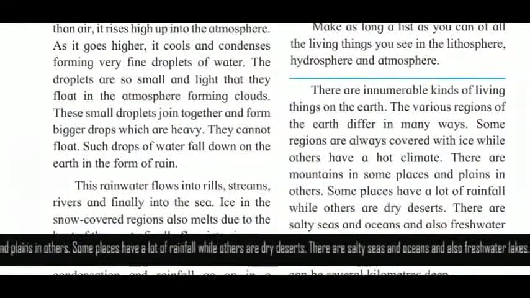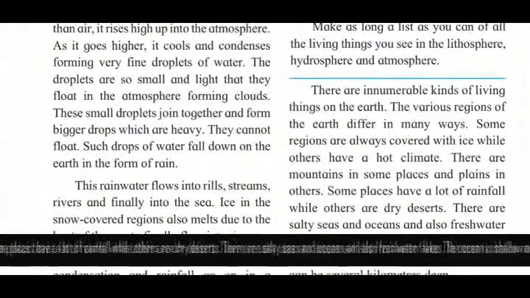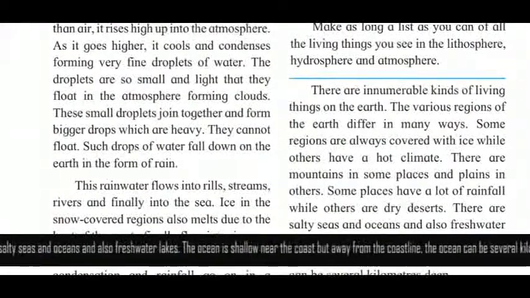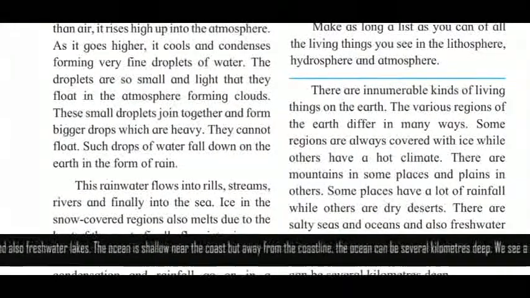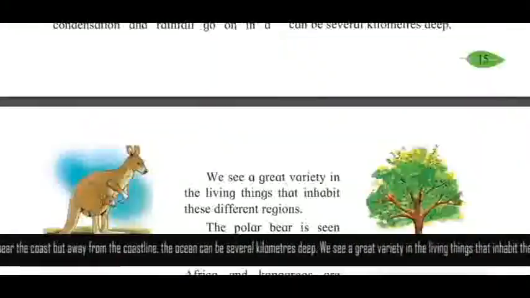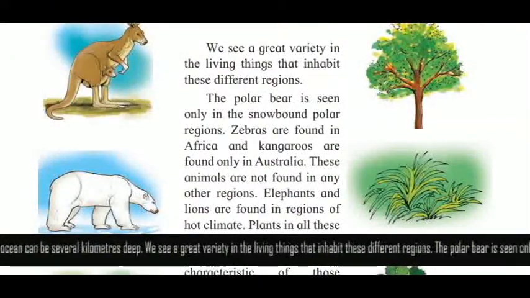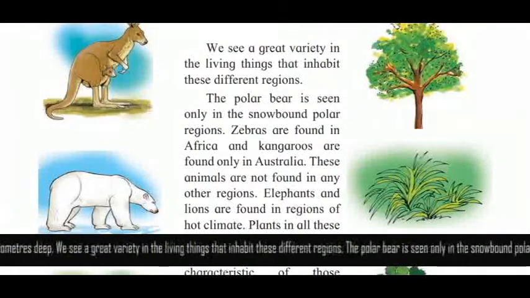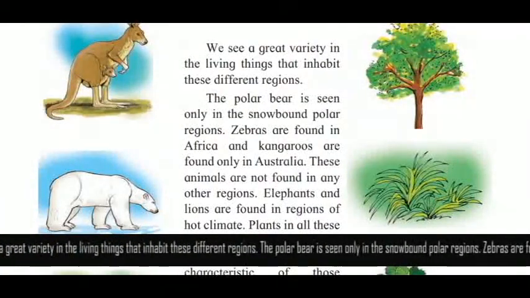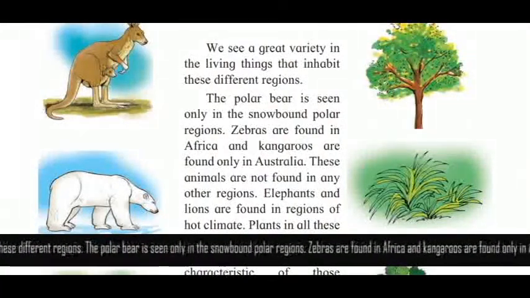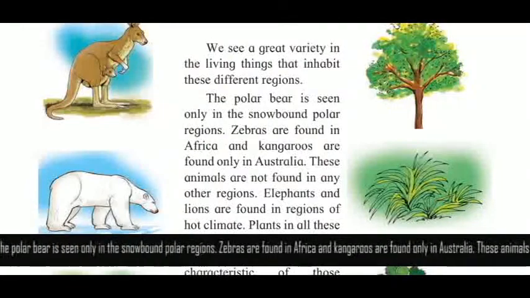There are mountains in some places and plains in others. Some places have a lot of rainfall while others are dry deserts. There are salty seas and oceans and also freshwater lakes. The ocean is shallow near the coast, but away from the coastline the ocean can be several kilometers deep. We see a great variety in the living things that inhabit these different regions.